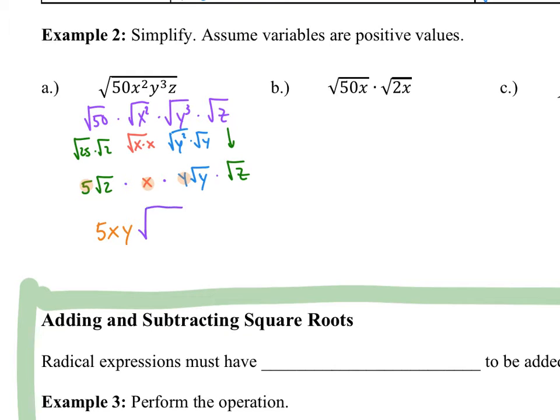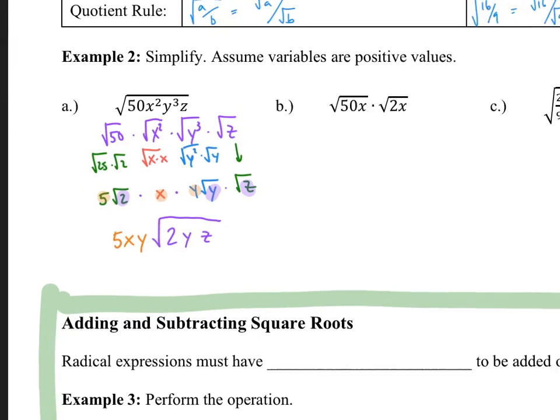Let's see what's left on the inside. Let's see, I have a 2, and a y, and a z. So 2y, z is on the inside. So the square root of 50x squared y cubed z simplified down to 5xy times radical 2yz. Let me scoot back to the top. I forgot to talk about something.